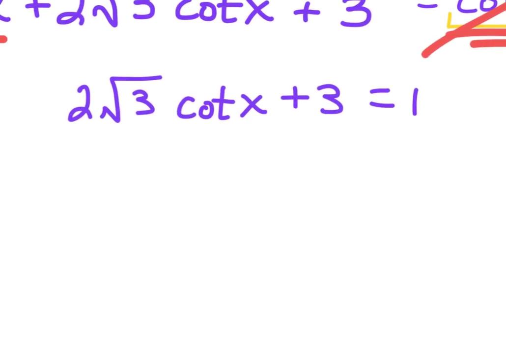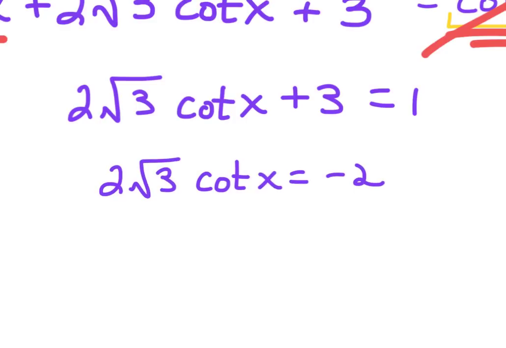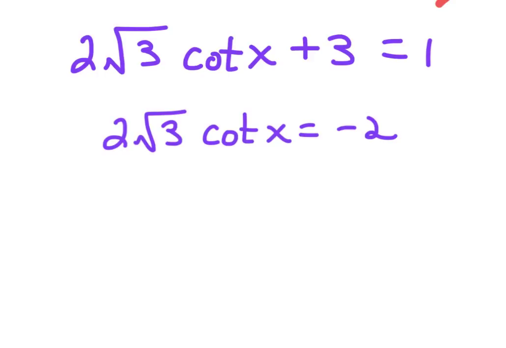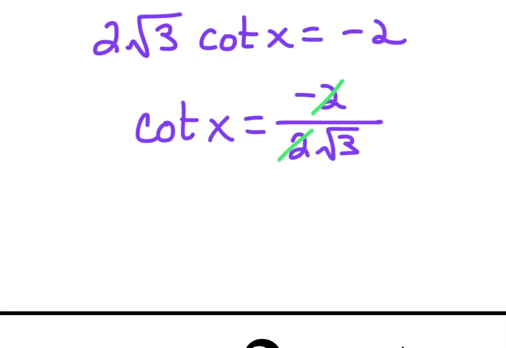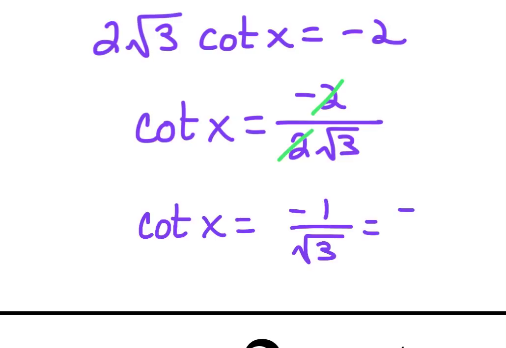I'm going to subtract 3 from both sides, so I get 2 radical 3 cotangent of x equals negative 2. I'm going to divide both sides by 2 radical 3, so cotangent of x equals negative 2 over 2 radical 3. And I hope you see that the 2's cancel. And so you end up with cotangent of x equals negative 1 over radical 3, but that's just negative radical 3 over 3.